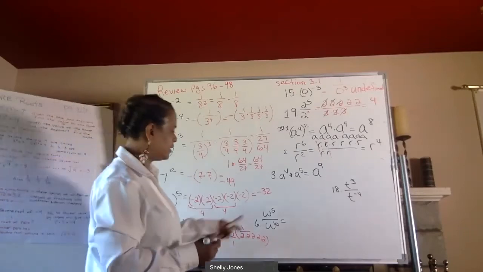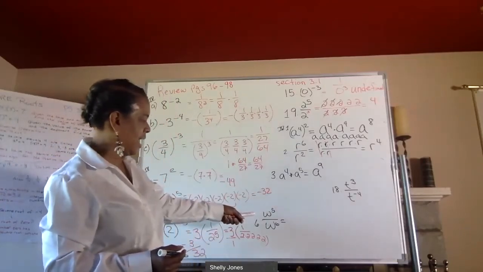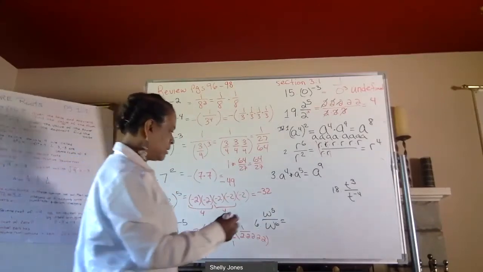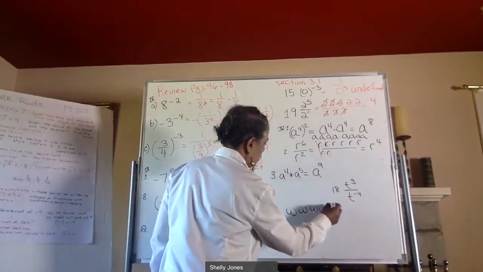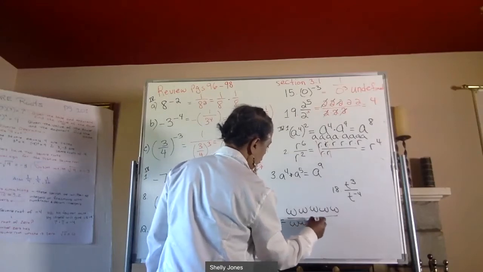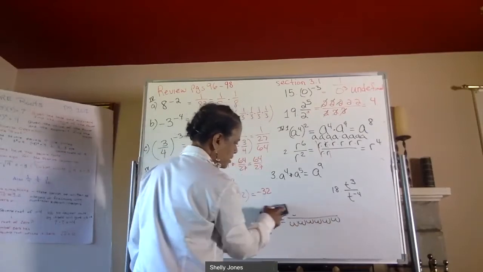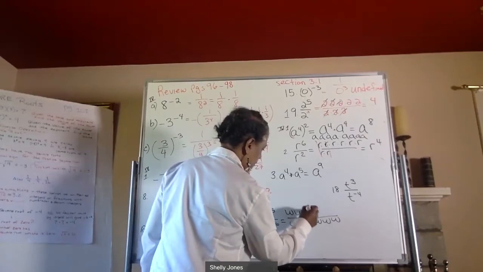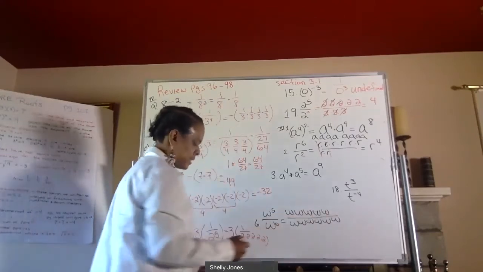So here, this is very similar, except the pattern I see is that I have more W's in the denominator than in the numerator. So let's see what happens. 1, 2, 3, 4, 5. And then over here I have 1, 2, 3, 4, 5, 6. And I'm going to rewrite this just a little neater. Okay, so I have 5 on the top, 6 on the bottom.